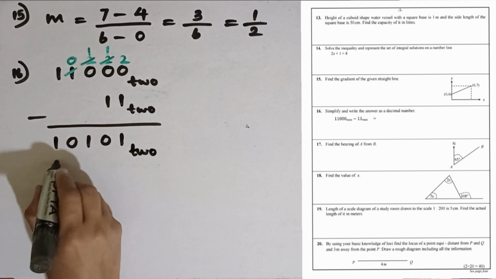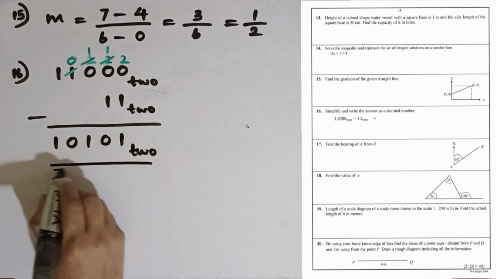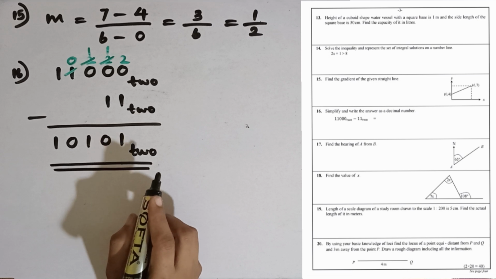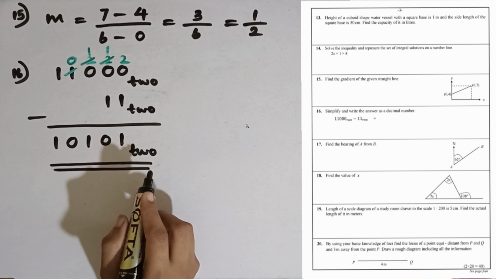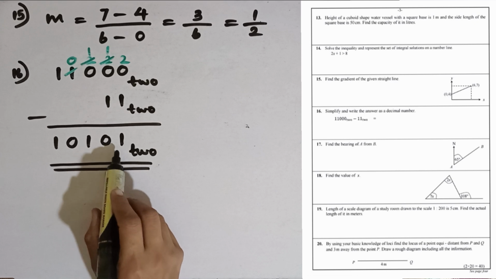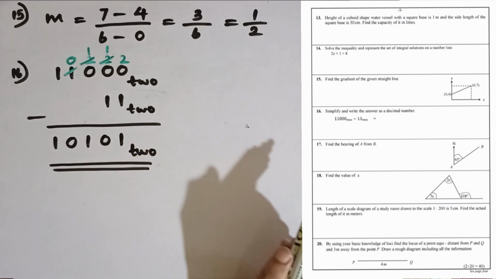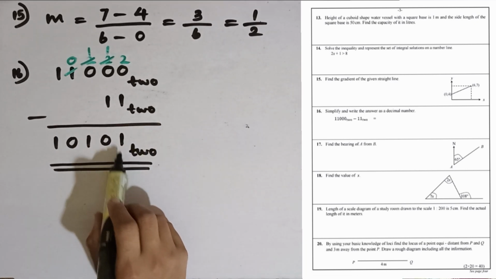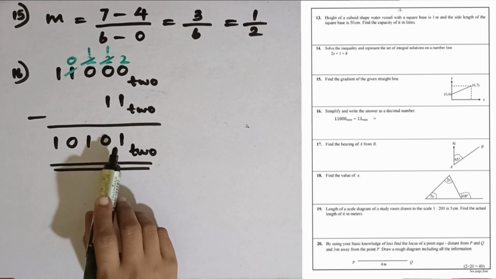Then we are asked to write this number as a decimal number. For that, we have to take the decimal values relevant to each digit here.